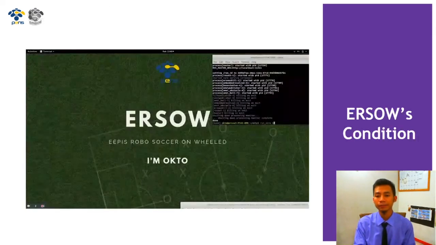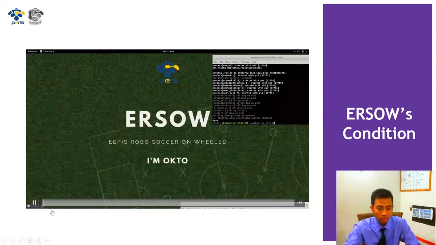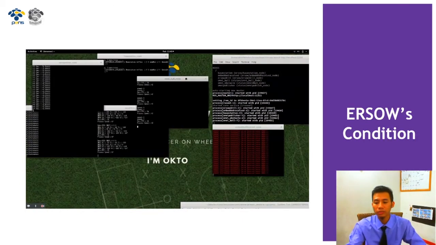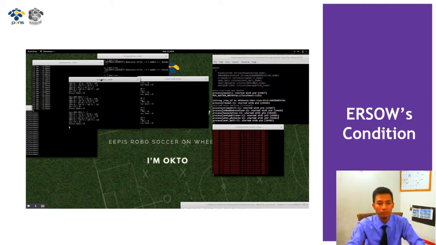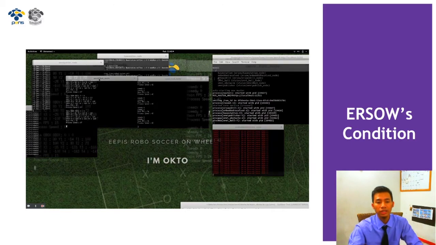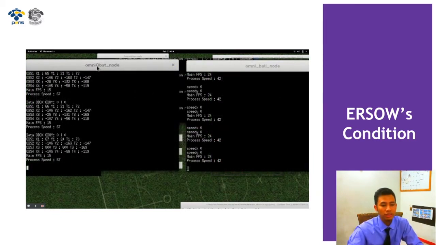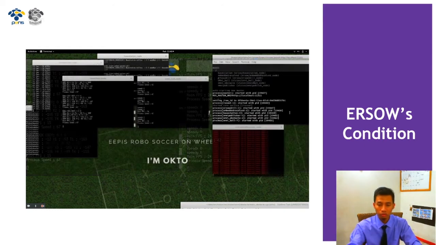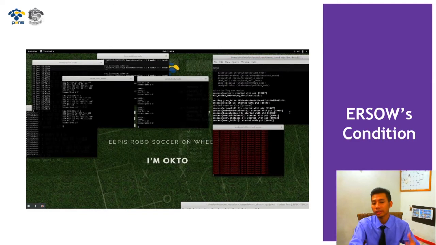And this is the resource condition before I did the research, so I recorded the performance of the ERSO robot. We can see the obstacle detection takes 67 milliseconds and the ball detection 42 milliseconds. So this is too slow for real time.